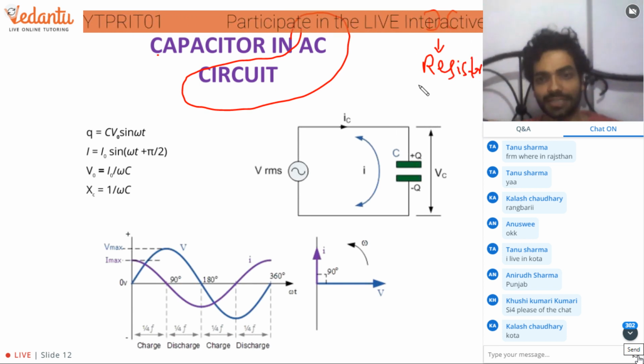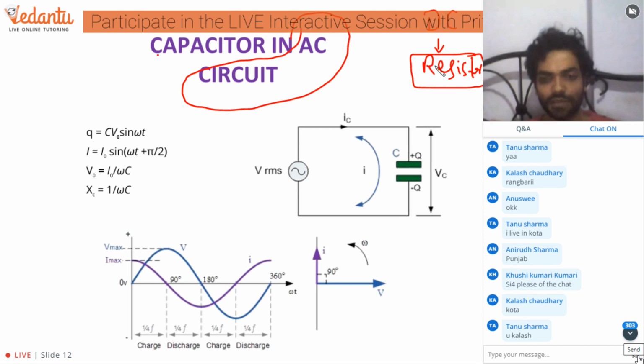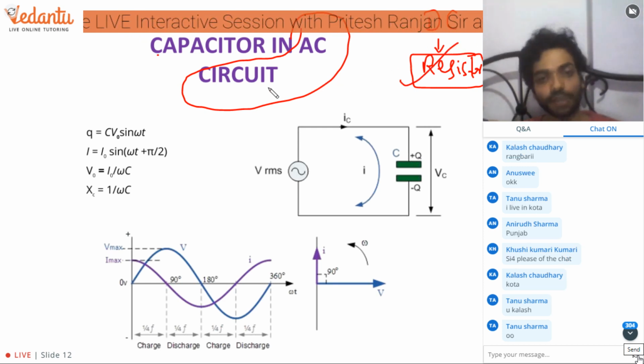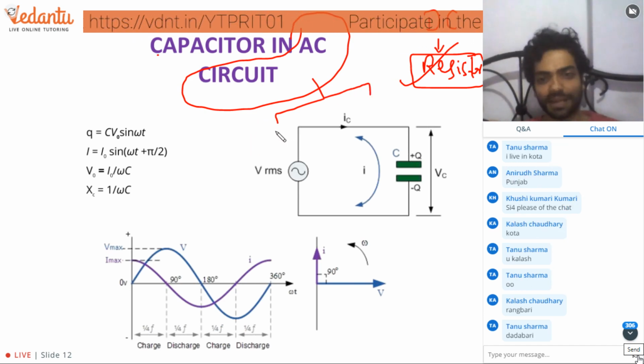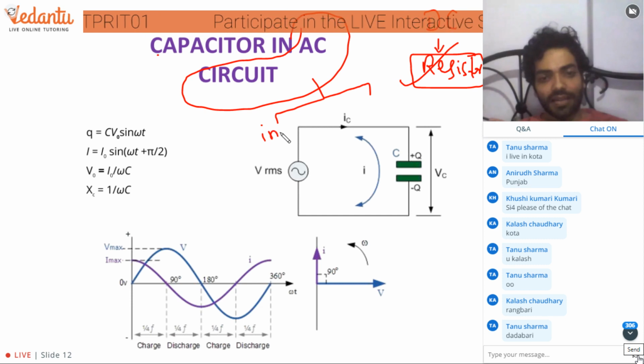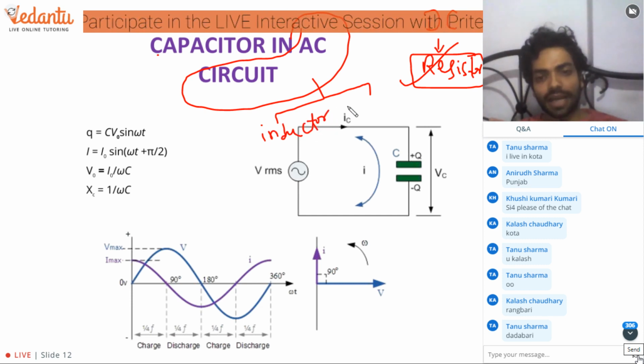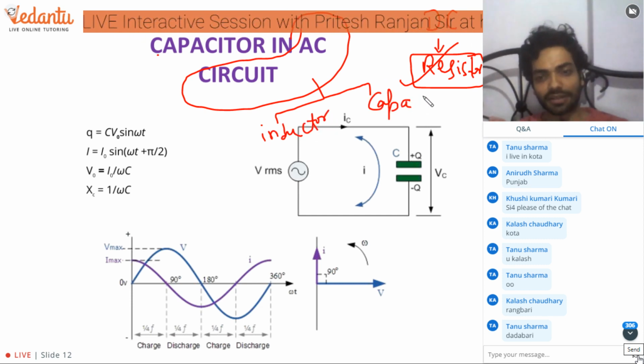But here in AC circuit, we will be using resistor. We will be using two other components that are new to us, which will be introduced in class 12th. So the guys in class 12th would already be aware of this. The other two components are inductor and capacitor.